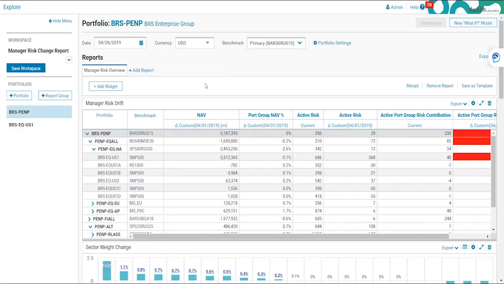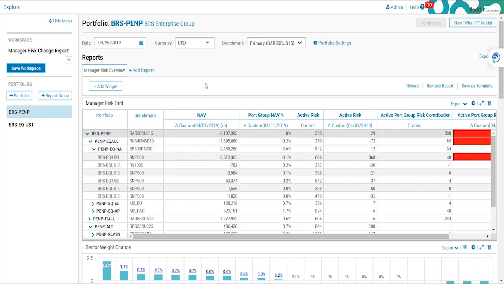Beginning in Explore, a flexible portfolio risk, exposure, and performance reporting tool, I can review funds across a large reporting structure for any deviations from prior month-end figures. In the Portfolio Group Summary widget, here renamed to Manager Risk Drift, I can apply custom highlighting to quickly discern which funds have had outsized deviations in active risk since the previous month end.